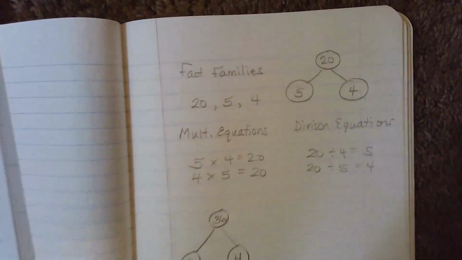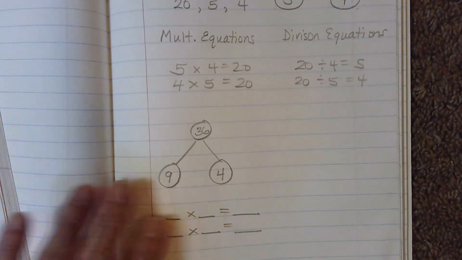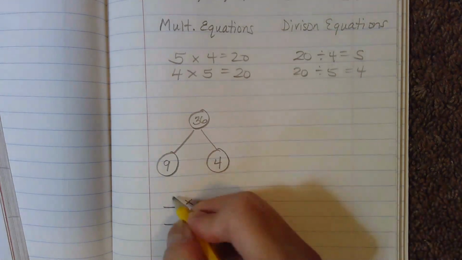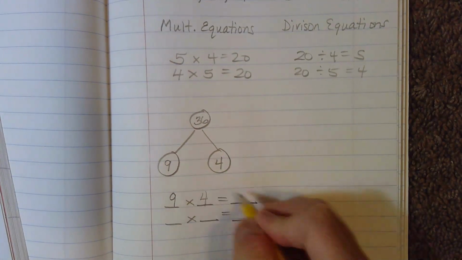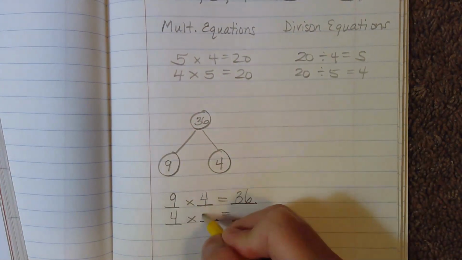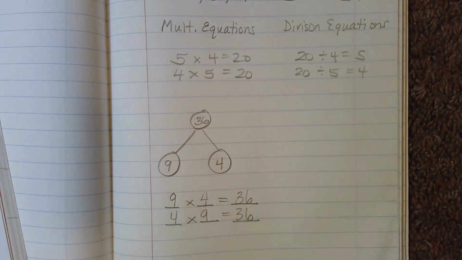Okay? So now I'm going to ask you inside of your math journal to jot down what you see here, this number bond, 36, 9, and 4. For 36, 9, and 4, I want you to go ahead and create a number bond and figure out what the multiplication problems would be using those numbers. Okay? All right, if you said 9 times 4 equals 36, or 4 times 9 equals 36, you were correct.